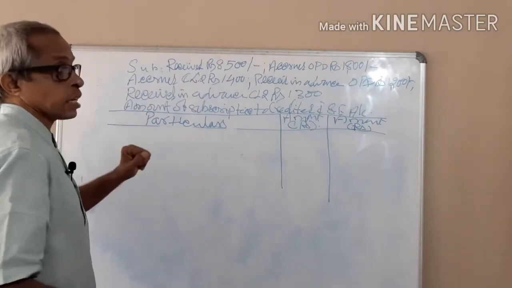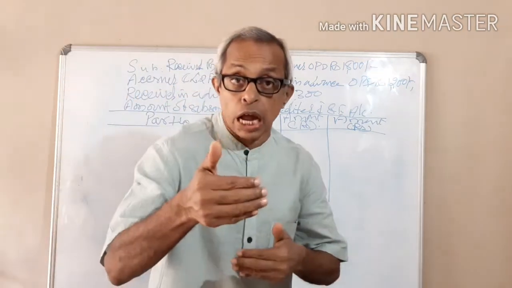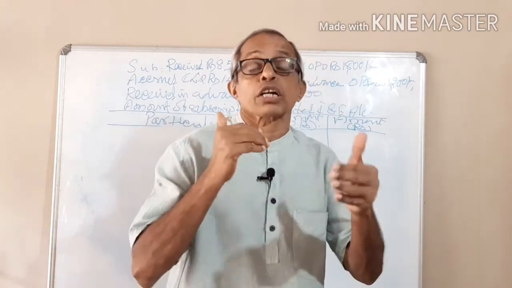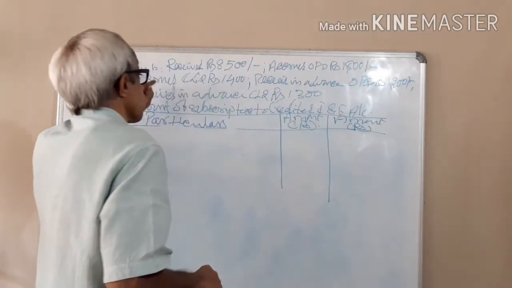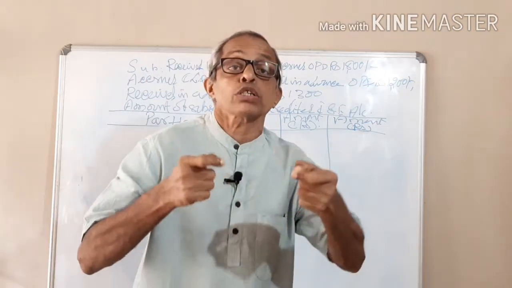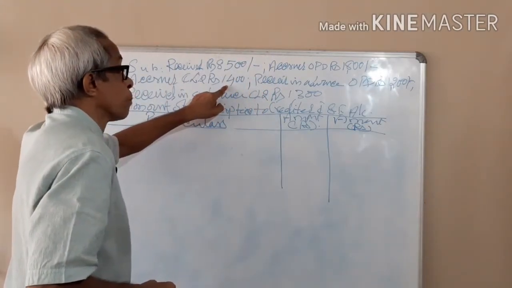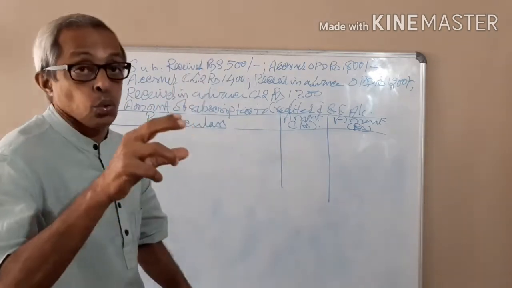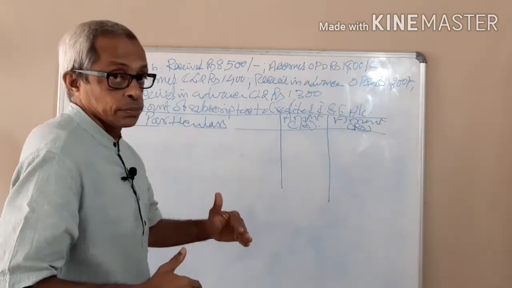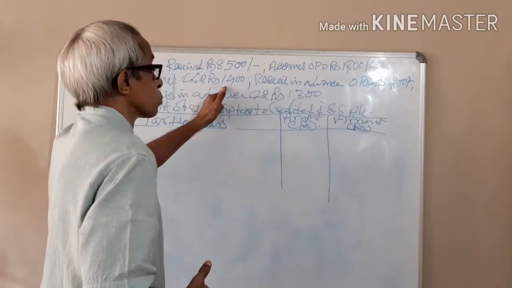And the next is subscription accrued on closing date. Subscription accrued on closing date means subscription accrued but not received. That subscription accrued but not received during the closing date does belong to current year. Therefore, this 1,400 should be added to 8,500 rupees. So, total amount of subscription accrued during the closing date of the current year is 1,400.